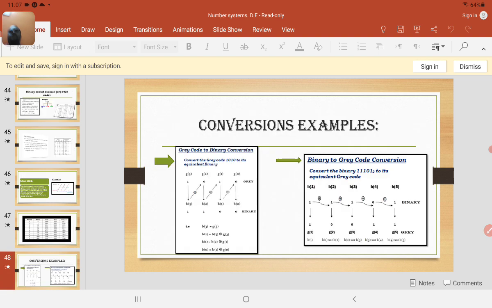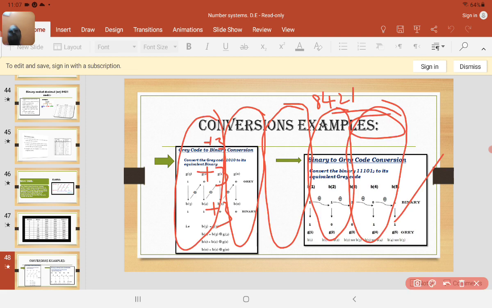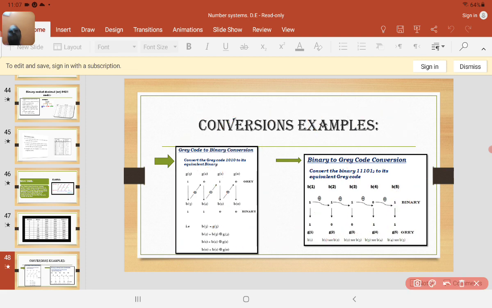So how are we converting? Let us see one example of how to convert a gray code into binary. 1010 is given, and this is in gray code format. We take the MSB as it is, and perform the XOR of it with the next bit 0, and then we get 1.